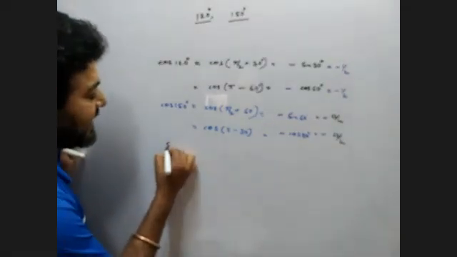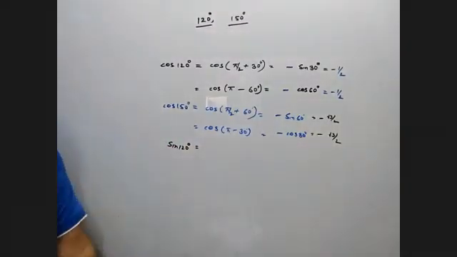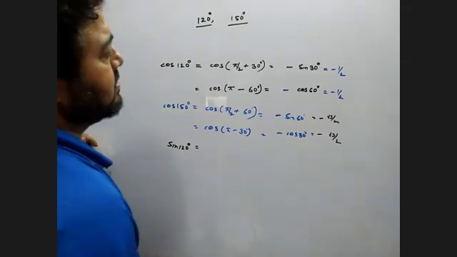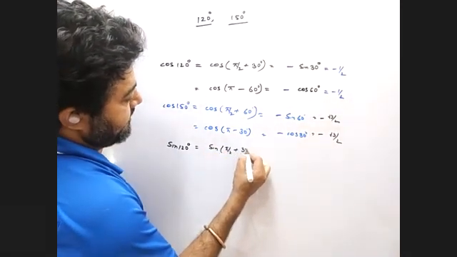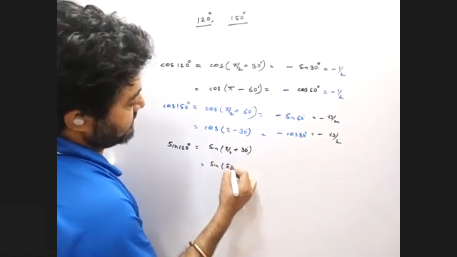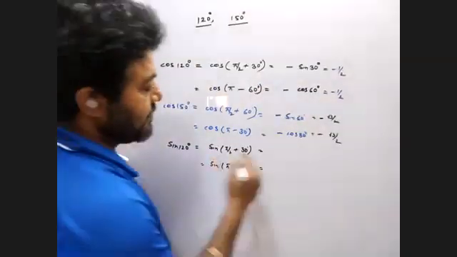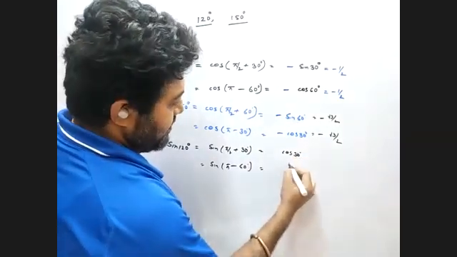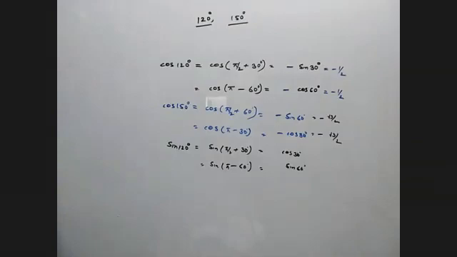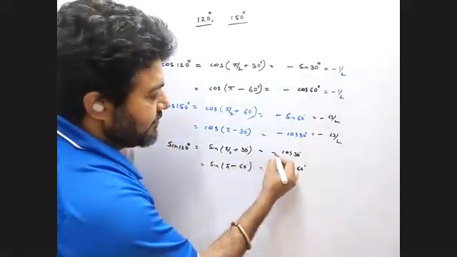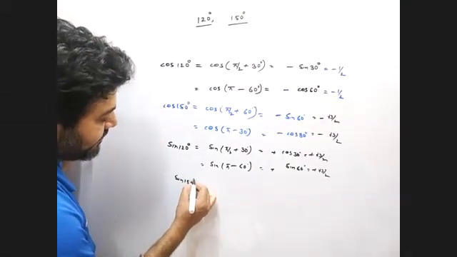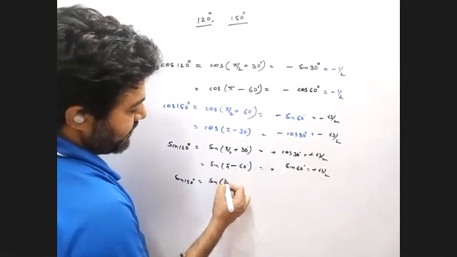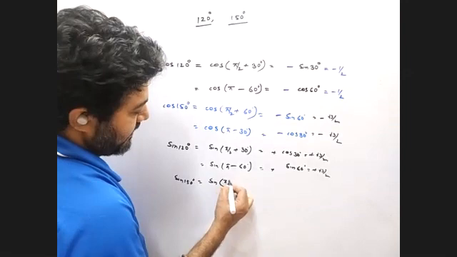Yes, sir. So tell me, sin 120 degree is how much? Root 3 by 2. Plus or minus? Plus. Very good. We can write this, and sin 120 is in the second quadrant. In the second quadrant, sin is positive. So we write plus, that is plus root 3 by 2. What about sin 150 degree? Sin of pi by 2 plus 60. 1 by 2.